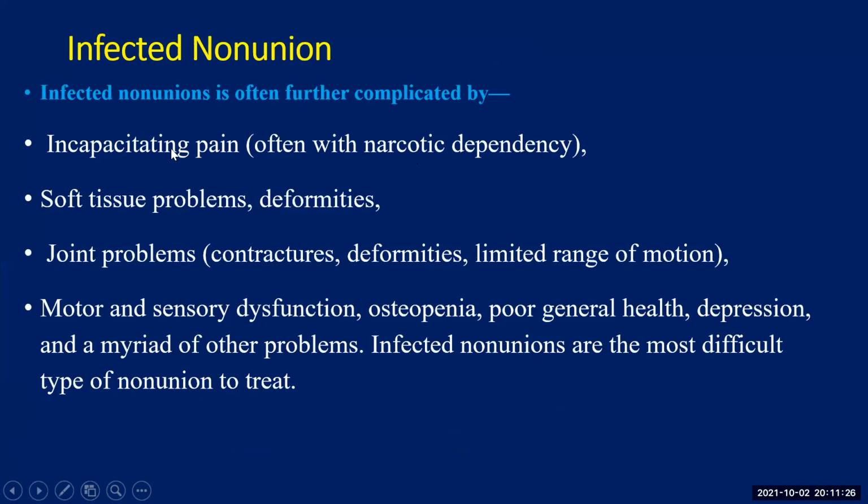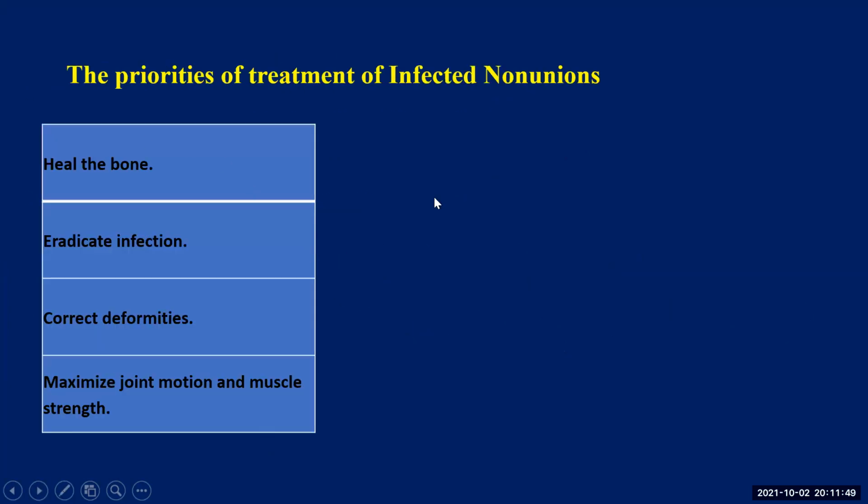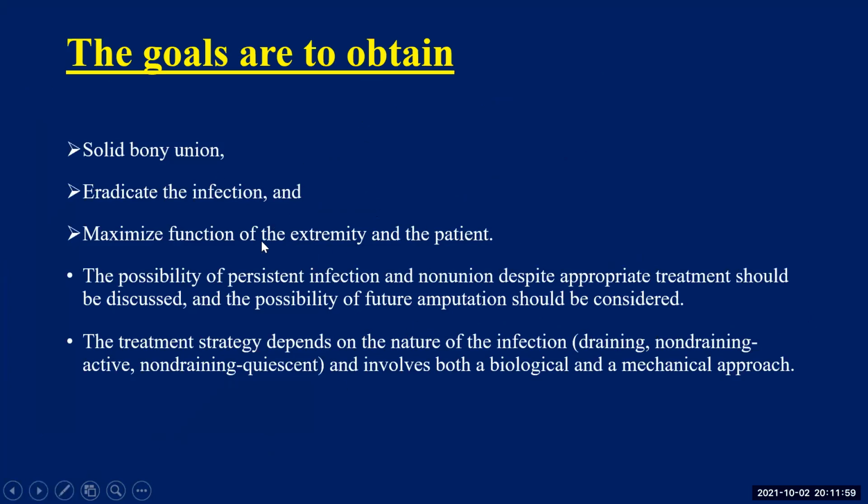Coming on to infected non-union, it is often further complicated by incapacitating pain, often with narcotic dependency. There is soft tissue problem and deformity, joint problems in the form of contractures, limited range of movement, motor and sensory dysfunction, osteopenia, poor general health, depression, etc. The priority of treatment is to heal the bone, eradicate infection, correct the deformity, and maximize joint motion and muscle strength. The goal is to achieve solid bone union, again the same point which I have discussed previously.